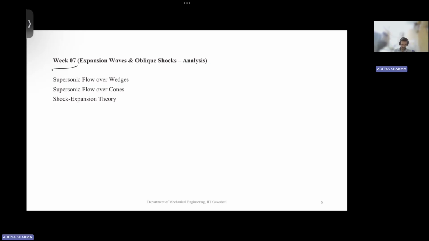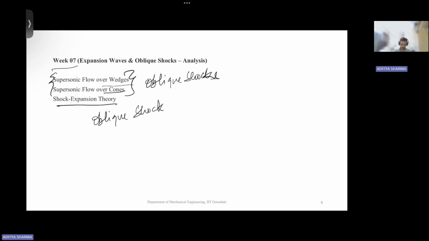In week number 7, we see wedges, cones, and shock expansion theory. So wedges and cones are based on your oblique shocks, okay? And shock expansion theory takes help of both oblique shocks and expansion waves.